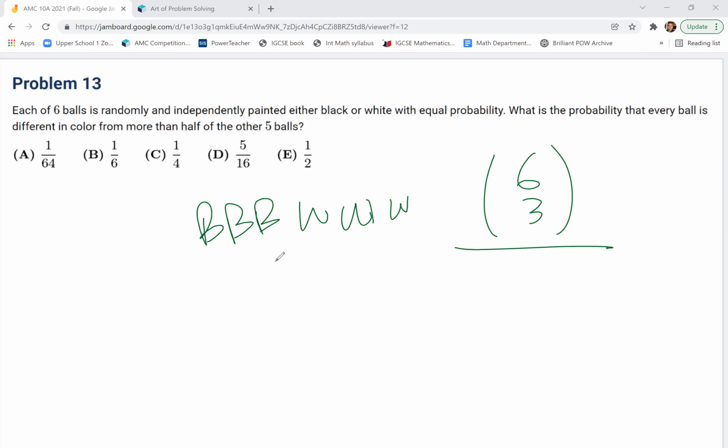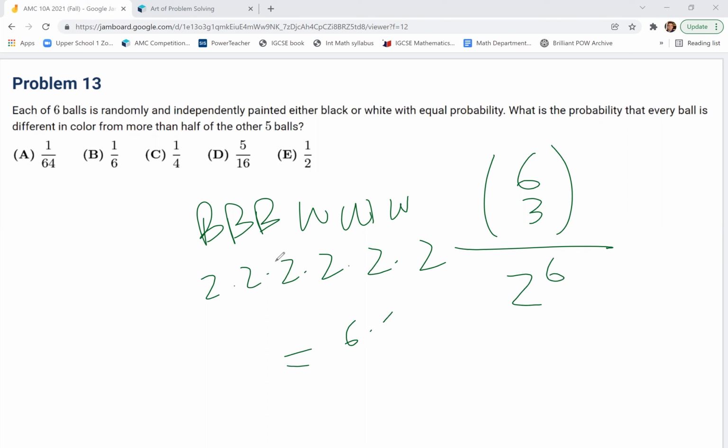Now, what are the total number of ways to paint the balls? Well, each ball can either be black or white. There are 6 different balls, 2 choices per ball. So 2 times 2 times and so on, so that's going to be 2 to the power 6, right?